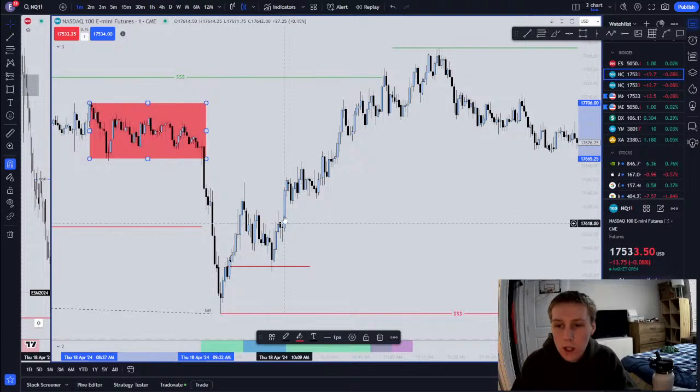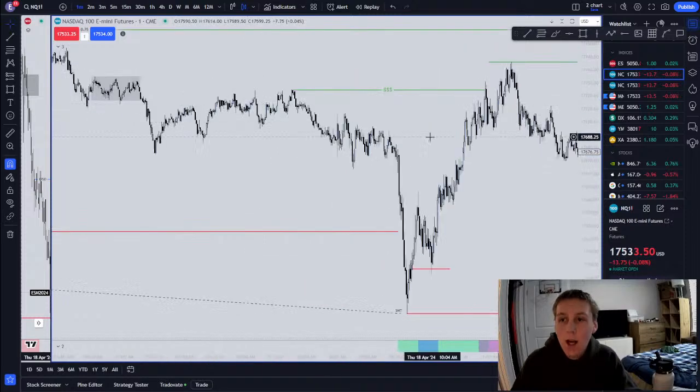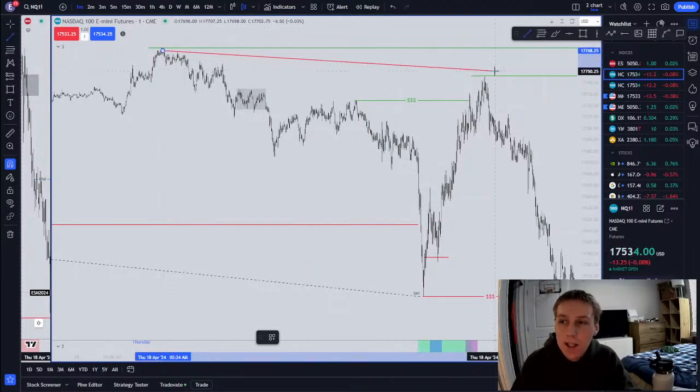Maybe not look to take an entry there, but then we have this fair value gap, and as you can see, we just get bought up straight to buy side. And at this time, we come up, ES at the time has taken London high. This high up here is London high.